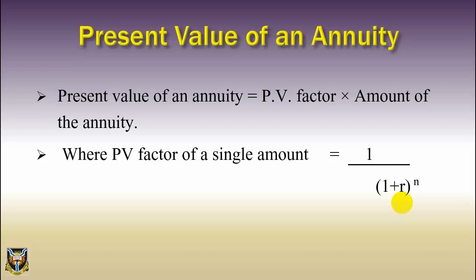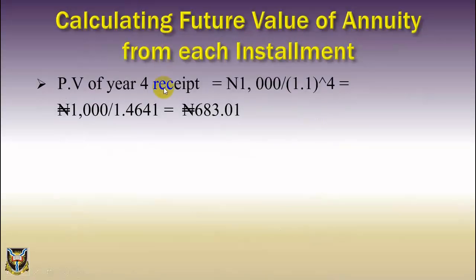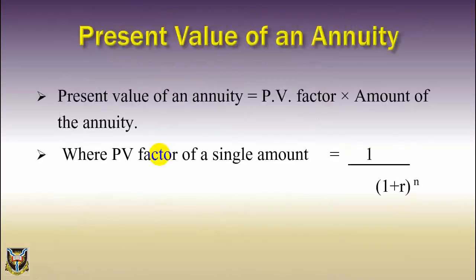I. Calculating present value of annuity from accumulated balance. Year 4. Receipt 1,000 naira. Discount factor 1.1. Year 3. PV in year 4 receipt 909 naira 09 kobo.